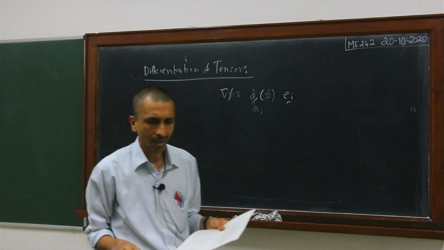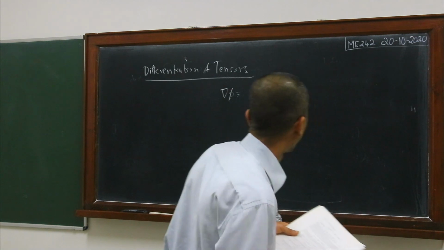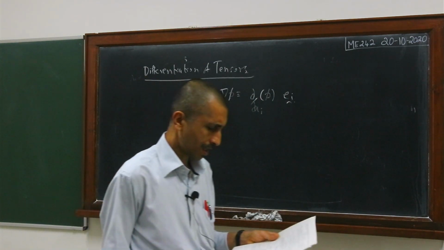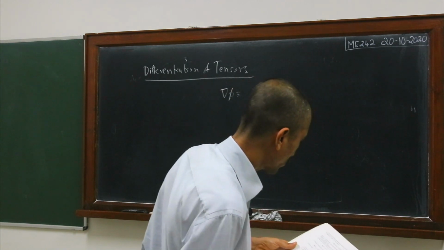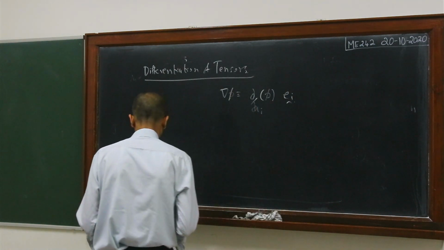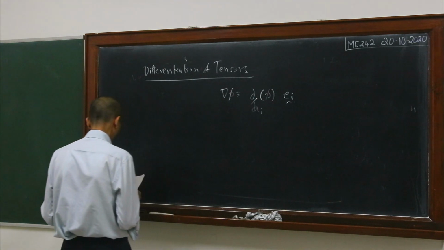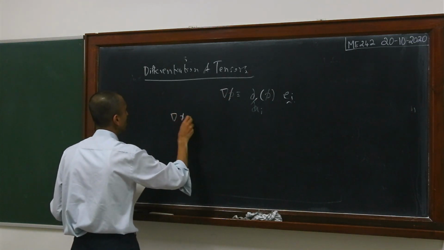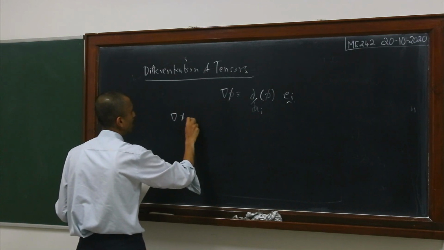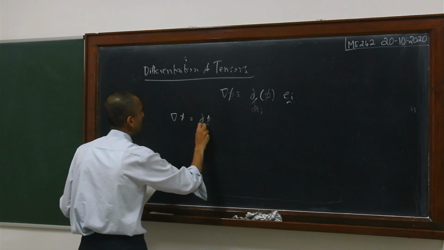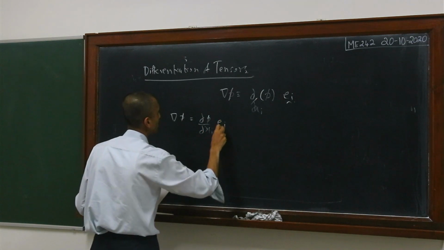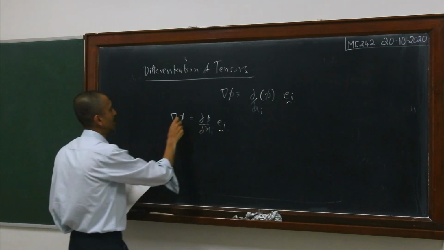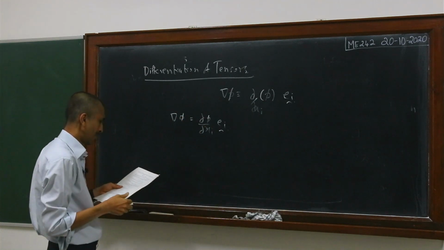So first let me just define a few objects which are going to be very useful in this context. First, let us define the gradient of a scalar, del phi itself. So del phi is equal to del phi by del xi times ei. This is the gradient of a scalar, defined in this particular way.